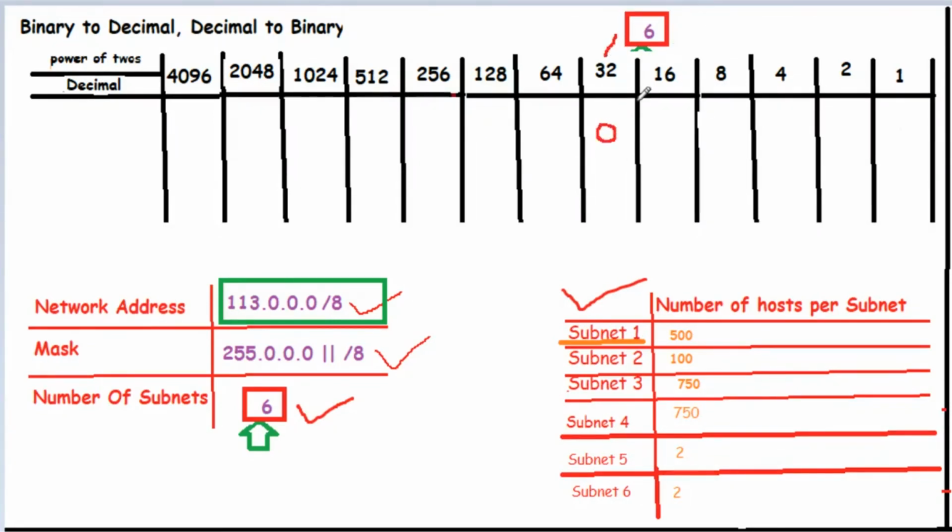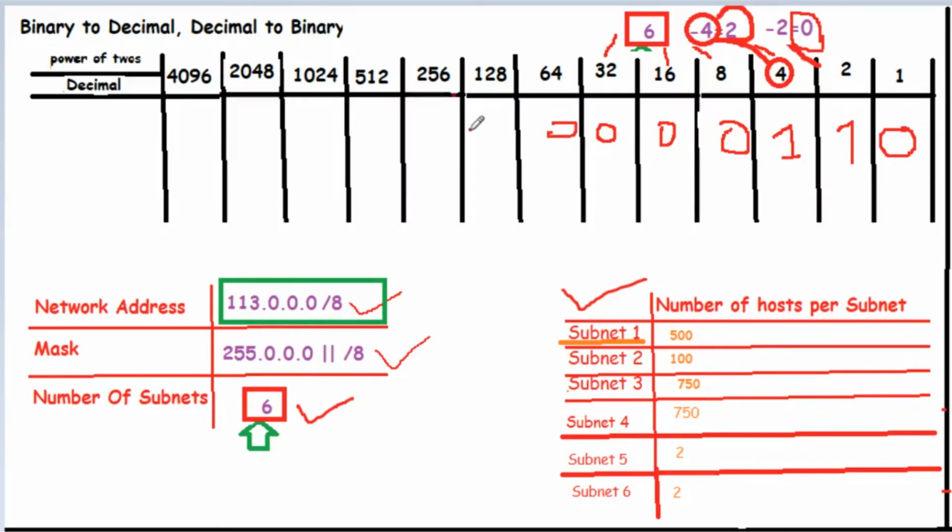32, no, 0 in here, 16, same, 8, same. Is 4 in there? Yes. So 1 in the 4 column, 6 minus 4 is 2. Not yet 0, so we'll repeat the process on the result, which is 2. 2 is in the 2 column, so 1 in here, 2 minus 2 is 0. Therefore, there are no numbers left to account for, which means we fill the rest with zeros.